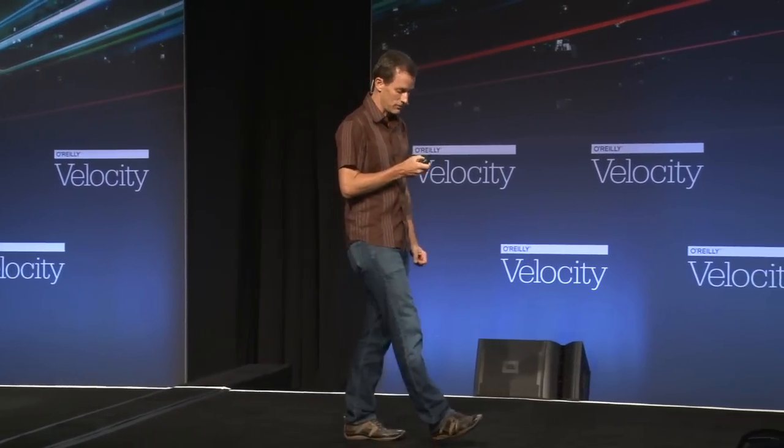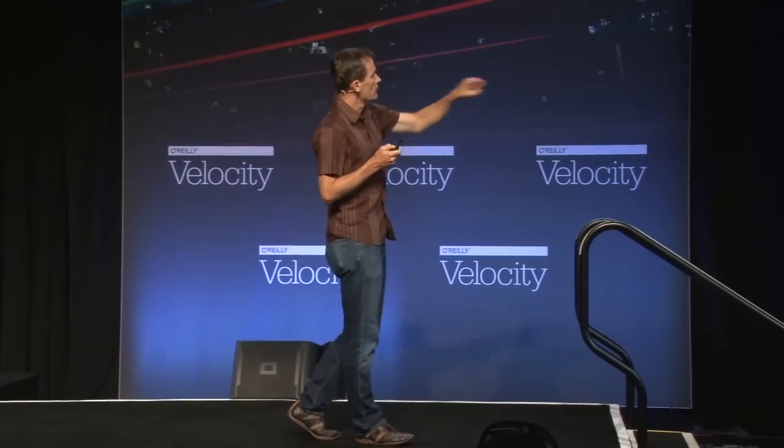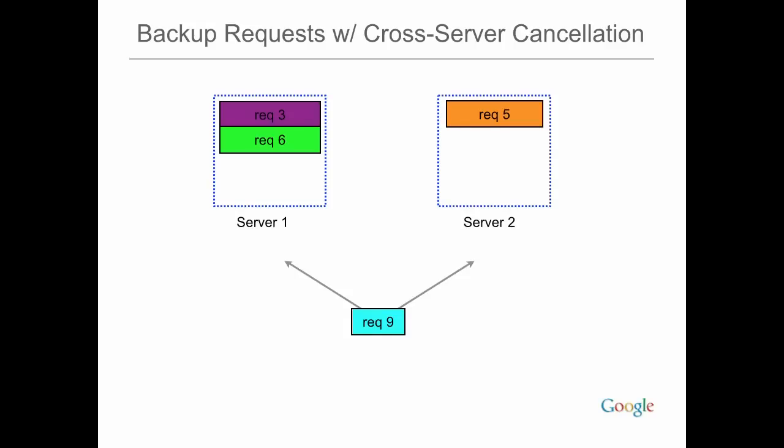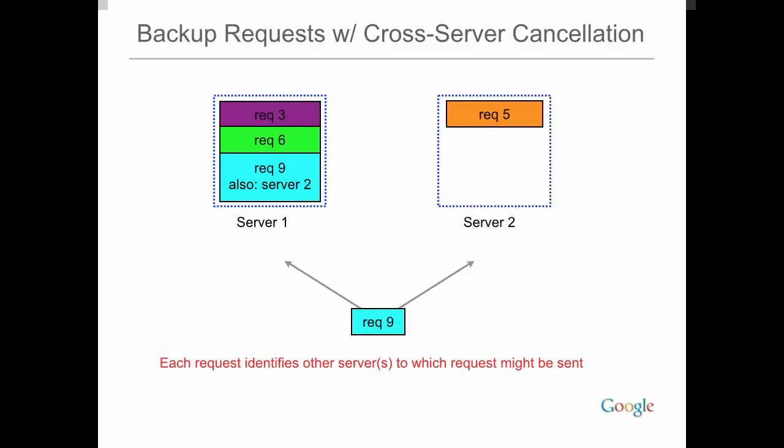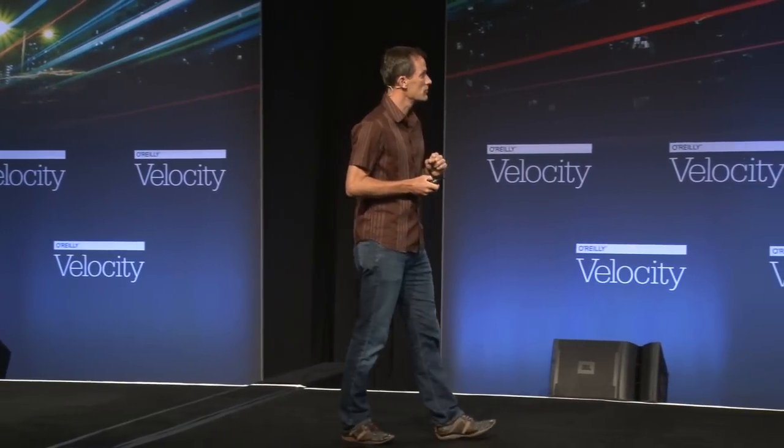Okay. So what we're doing now is we have, again, a couple of replicas we could choose to send a request to. The client's going to pick one. And when it does that, it's going to tag that request with the identity of other servers it might decide to send the request to. So when it sends to server 1, it says, by the way, here's request 9, and I might also send this request to server 2. And then very soon after, much sooner than when it thinks it should get results back, it's going to send the same request to server 2 with the identity of server 1.